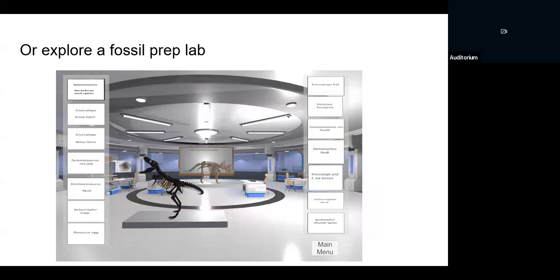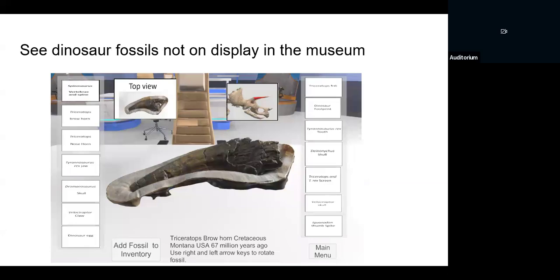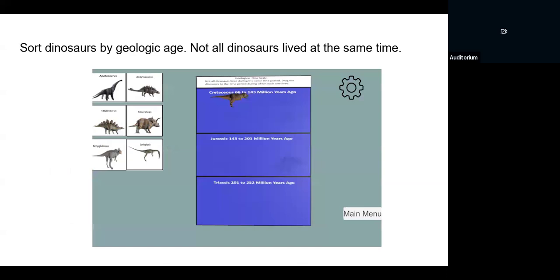And what I did was I got permission to scan in 3D models of dinosaur bones at the Virginia Museum of Natural History. So as you're running around, you see here's a Triceratops horn. And as you get close enough, your arrow keys actually allow you to rotate around and see the 3D image or the 3D fossil. And then there's some other information there about the fossil. You can also do an activity where you can drag the dinosaurs onto the geologic timescale.